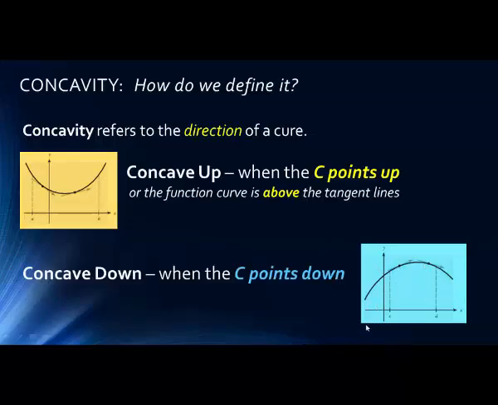Concave down is when the C points down, or if you turned your spoon over, for example. And this is when the function is below the tangent lines. Again, you can just barely make out the tangent lines, and they're just a little bit above the graph. Okay?